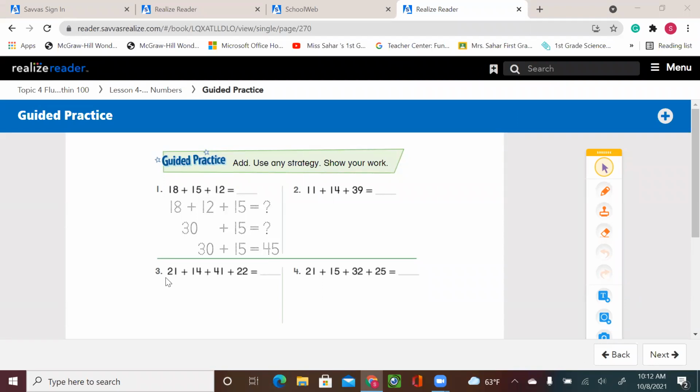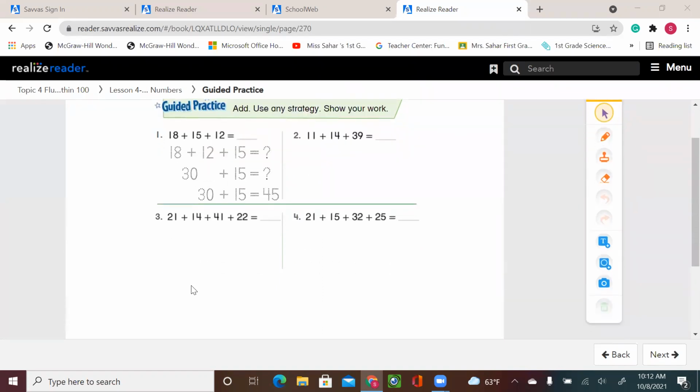Okay, let's go for number 3. We have 21, 14, 41, and 22. Now I know that none of my addends, if I change their order, will give me tens. So what I'm going to do is use another simple way, which is adding the tens together and adding the ones together. So let's see, how can we do that?